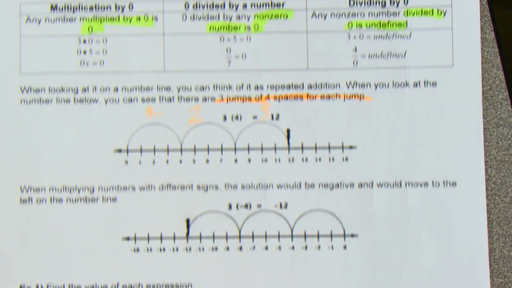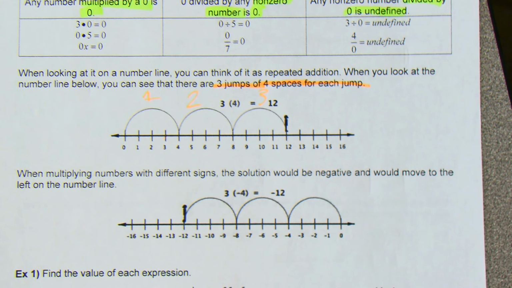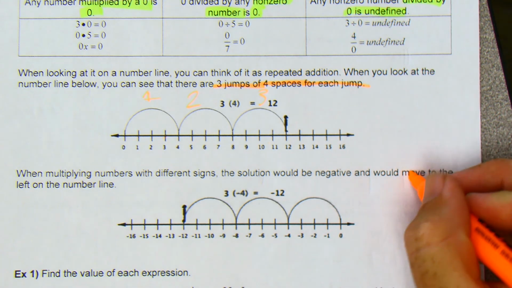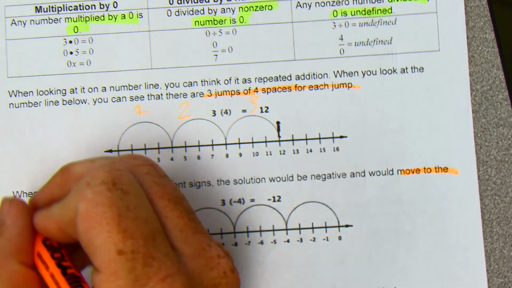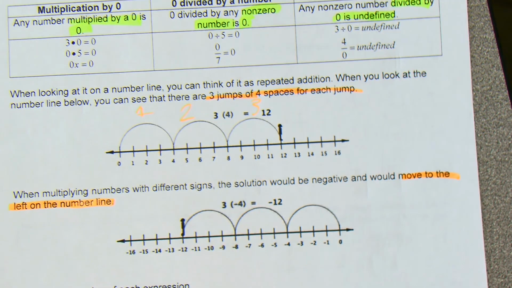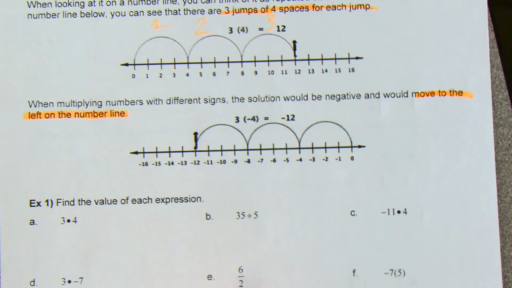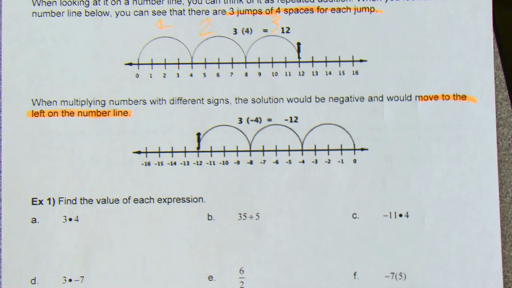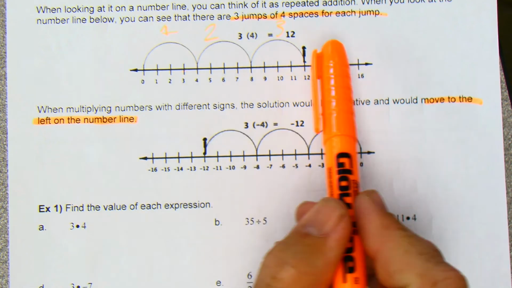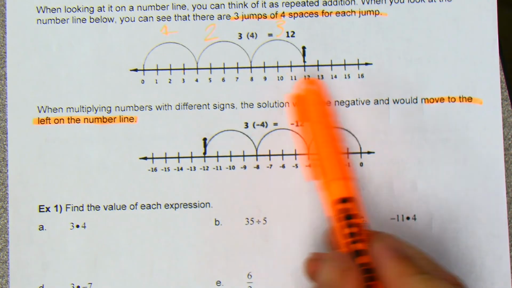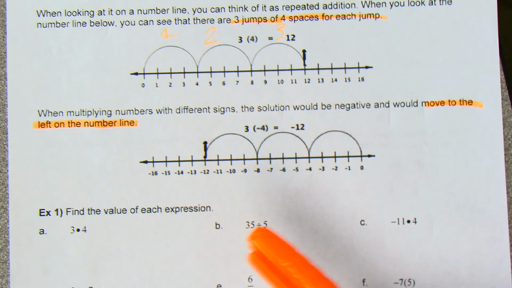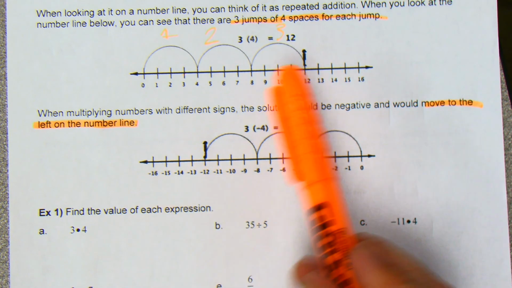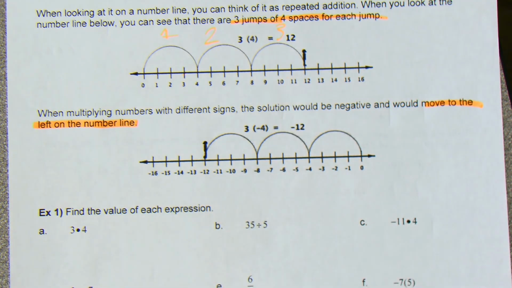When multiplying numbers with different signs, the solution would be negative and would move to the left on the number line. So we're moving to the left on the number line if the signs are different. Just like we did before, on this one here, we went to the right. We started at 0 and went to the positive numbers. Here we did the same thing. We made 3 jumps of 4 spaces, but since our signs are different, it's a positive 3 and a negative 4. We went to the left because we know our answer is going to be negative because we have different signs.